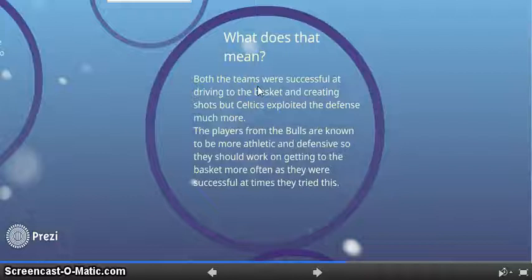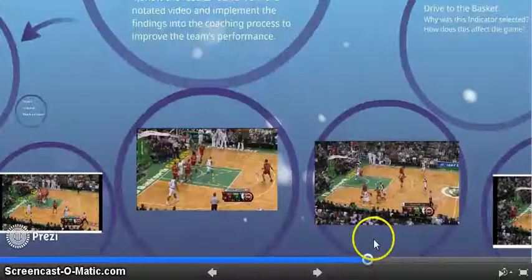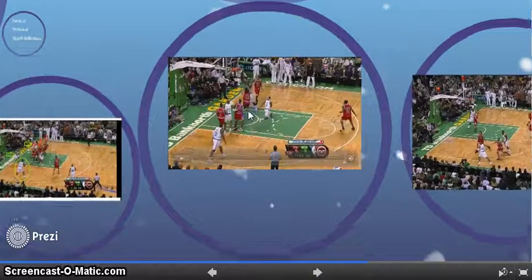Results showed that both teams were successful at driving to the basket and creating good shots, but the Celtics exploited the defense much more. The players from the Bulls are known to be more athletic, and they have a player called Derrick Rose who is very athletic and very good at getting to the basket, so it's surprising that they didn't exploit his talents much more. Next up are a couple more video clips that can be analyzed.